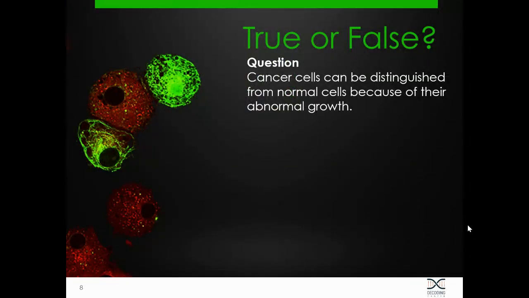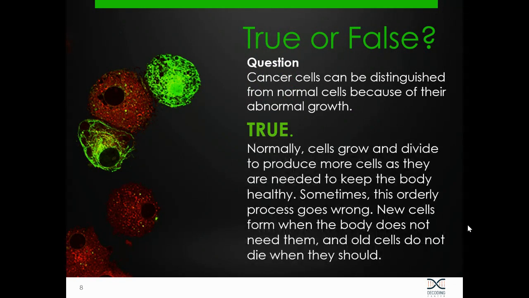True or false? Cancer cells can be distinguished from normal cells because of their abnormal growth. This is true. Normally, cells grow and divide to produce more cells as they are needed to keep the body healthy. But sometimes this process goes wrong. New cells can form when the body doesn't need them, and old cells do not die when they should.